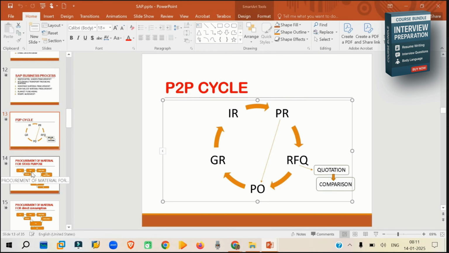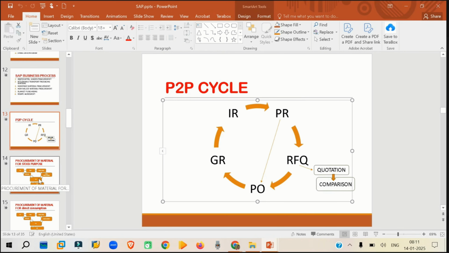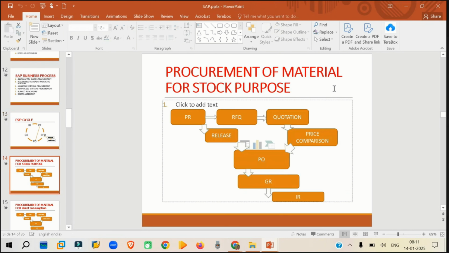So now let's understand the different process flows based on this P2P cycle. We will first understand the procurement of material for stock purpose. This is the same way as the standard or normal P2P cycle we have seen. It will work the same way.